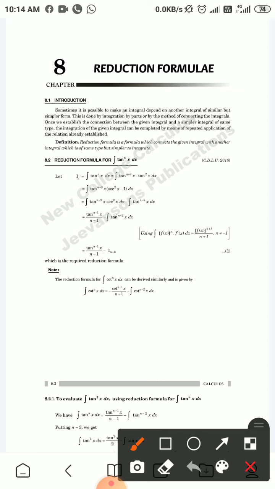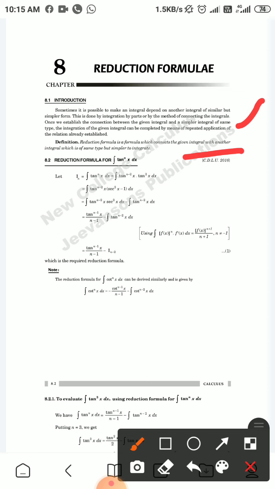This is done by integration by parts or by method of connecting the integrals. Once we establish the connection between the given integral and a simpler integral of same type, the integration of the given integral can be completed by means of repeated application of the relation already established. Making the definition, reduction formula is a formula which connects the given integral with another integral which is of same type but simpler to integrate.